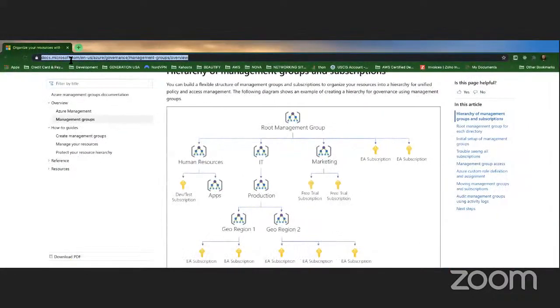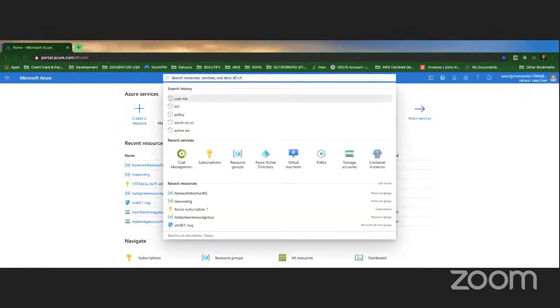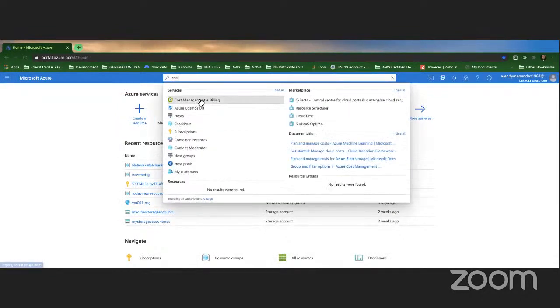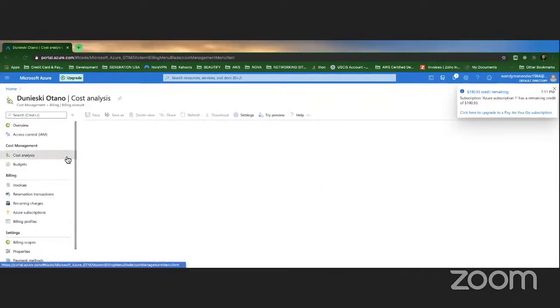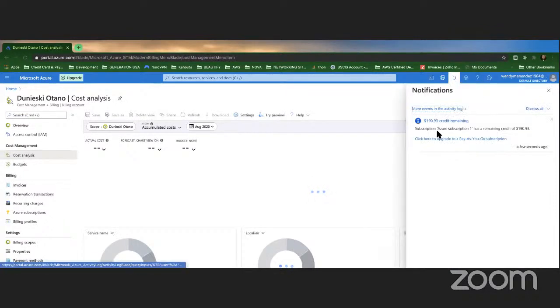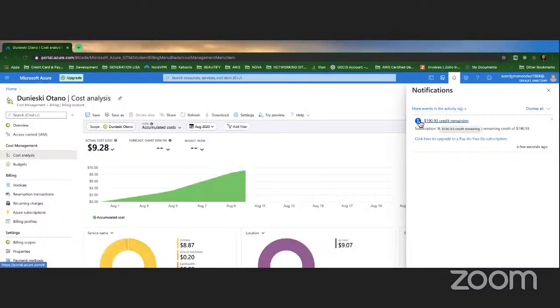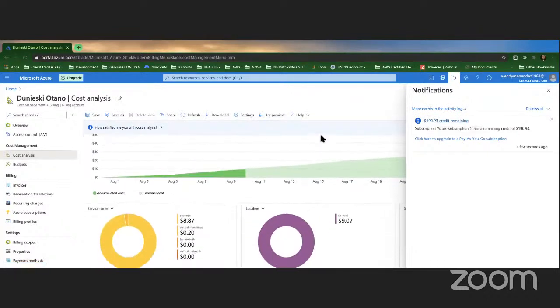All right. So if we come to the portal, and I think I've shown you this before, guys. We can obviously do cost management and billing. And then you can do some cost analysis, and it will tell you exactly, by the way, I have $190 left. So we've been in class for almost a month, and I've almost only used $10, so that's fine. Of course, that's going to disappear after 30 days.